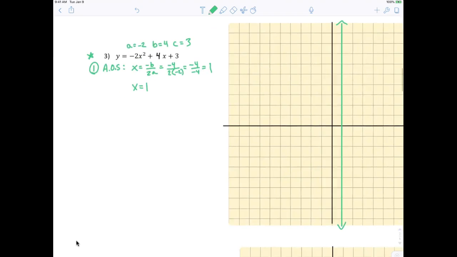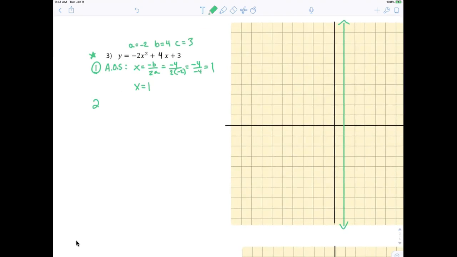Okay, so now step 2. I want you to put vertex, colon, open parentheses. What's the x value of the vertex? Nope. What is it? What's the x value of the vertex? Colin, are you awake yet? 1. Whoever said that, thank you. 1. Why is it 1? Make a note to yourself if you forgot. It's always the x value of the axis of symmetry.